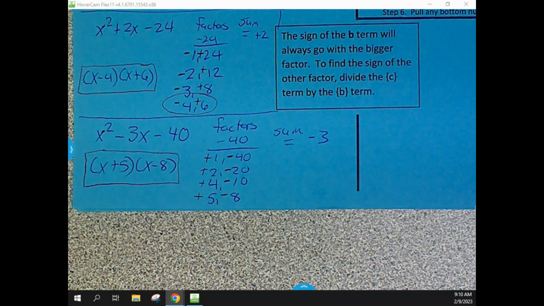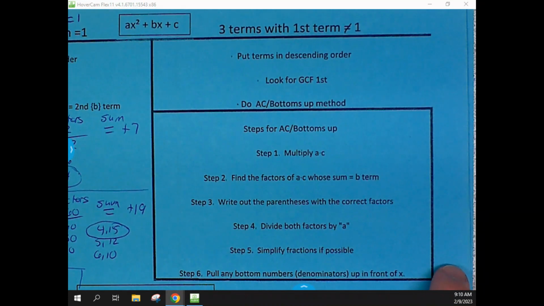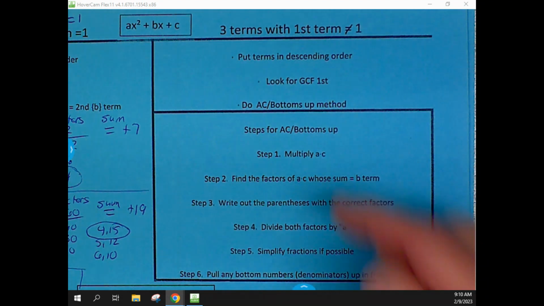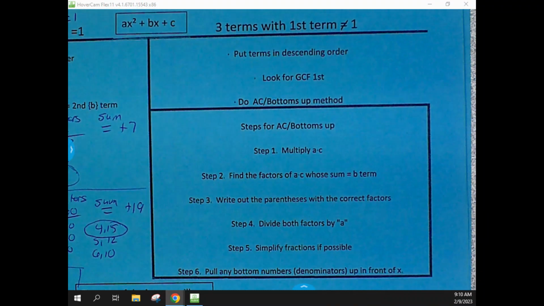Okay, so sliding over for this one, for the three terms. Now here's the big thing: if we're doing x squared plus bx plus c, and the first term is not 1, we're going to add an extra step in the beginning and an extra step at the end. We're still doing this thing in the middle. We're still going to find the factors whose sum equals the b term. We're going to write out the parentheses, but we've got to do an extra step here, and then an extra step here at the end of it. So it's one more thing that's in here.